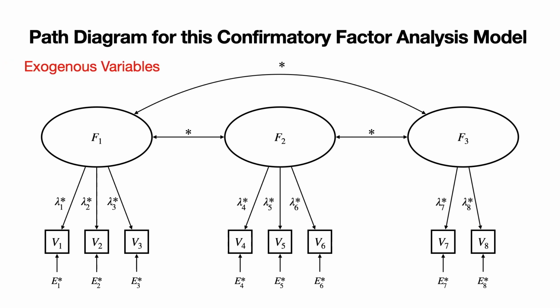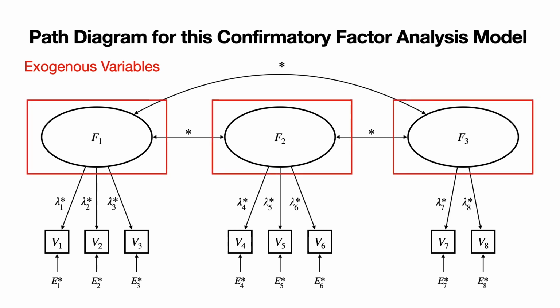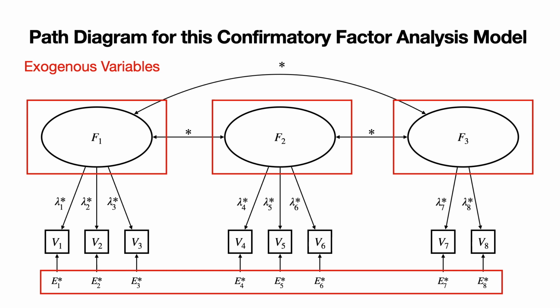And then finally, let's identify the exogenous variables in the model. You'll recall that a variable is an exogenous variable if and only if it never participates in the system as a response variable. And so we have F1, F2, and F3, the three factors. These three constructs never participate in this model as response variables, and so they are exogenous variables. In addition, the error terms, E1 through E8, are never a response variable in this system, and so they are exogenous variables as well.